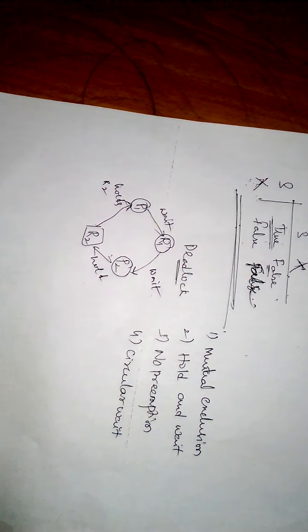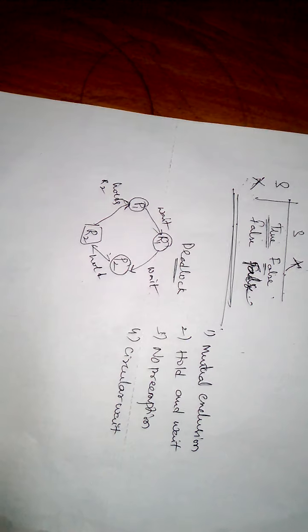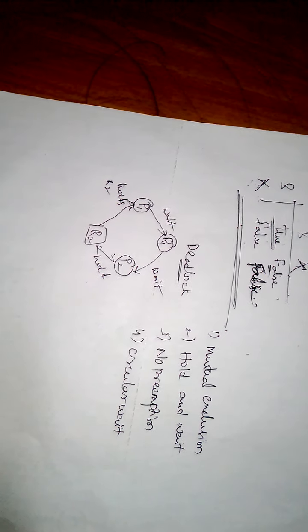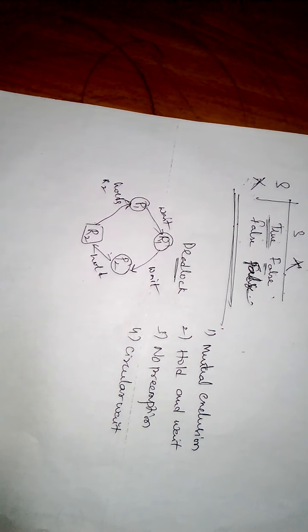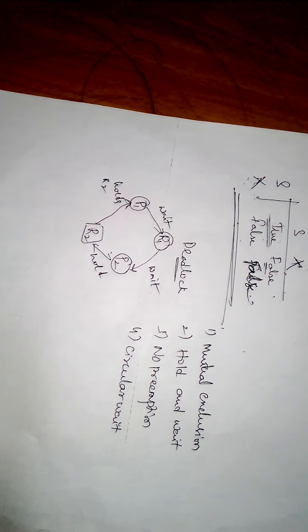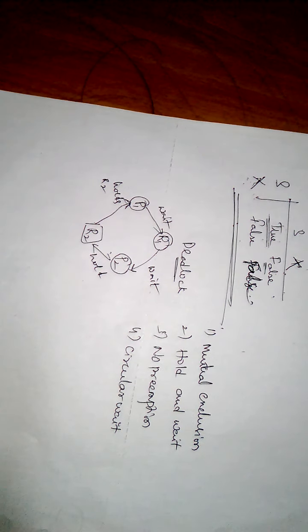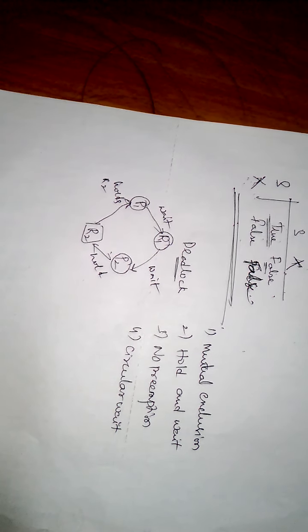Hello students, in this video we will discuss deadlock. So what is a deadlock? Deadlock is a condition that occurs in a database management system when two or more different tasks or processes hold some resources and wait for each other.